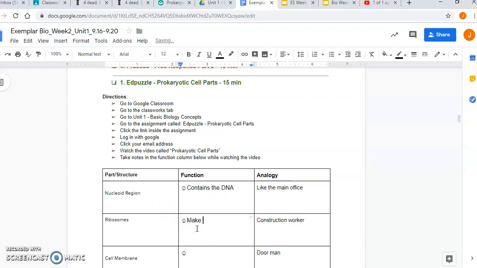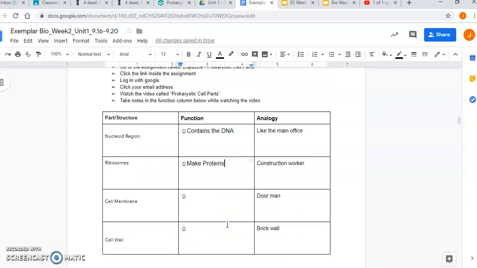Ribosomes make proteins. Proteins basically do everything in the cell, everything in the body. And construction workers essentially make everything that's possible for us to do and be where we are. So I like to think of ribosomes as little construction workers because they make so many things and they make so many things that are necessary for us to complete our lives.